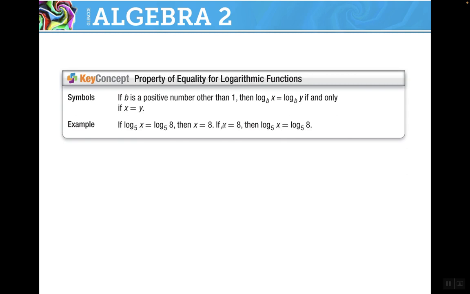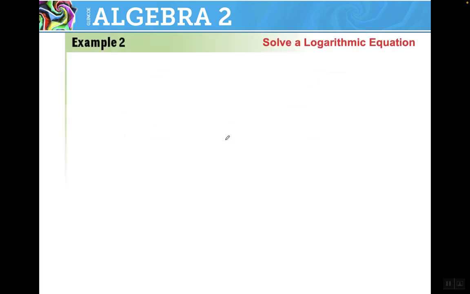This is a property that we've actually dealt with before, at least with our exponentials. So remember, if you have the same base and they're equal, then you can just drop those bases. And in this case, if you have logs with the same base, you can just drop those logs and set the x equal to the y or whatever. Here's an example. Log base 5 of x equals log base 5 of 8. Well, if log base 5 of something equals log base 5 of something else, then those somethings are equal. So then we just know that x equals 8. So let's apply that.